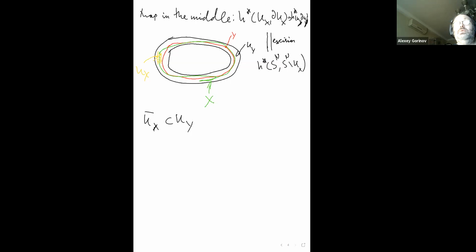Well, by the same principle, we use excision to describe the target group as the cohomology of Sn with the complement of the neighborhood collapsed. Well, one neighborhood is inside the other neighborhood.